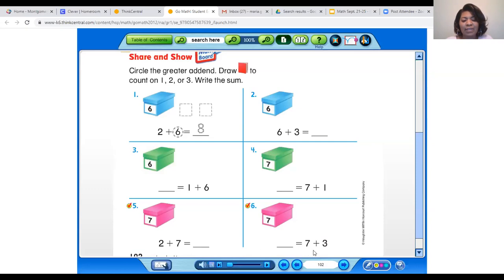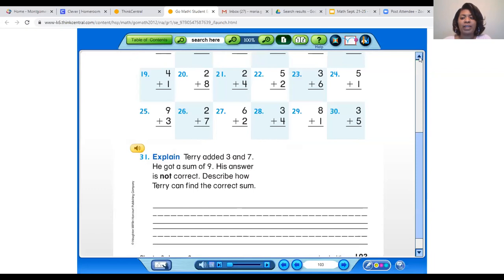Blank equals 7 plus 3. Remember, they're trying to trick you. Your sum or your answer is going to go in the front this time. So what number is bigger, 7 or 3? The number 7, very good. So 7 is here. Let's count on 8, 9, 10. So 7 plus 3 is equal to 10. Very good. Let's look on page 103.